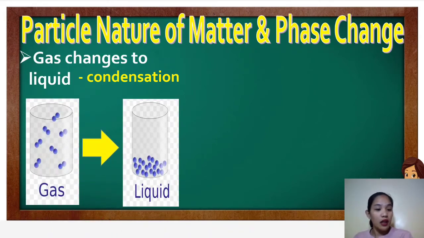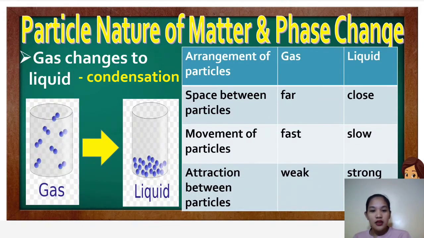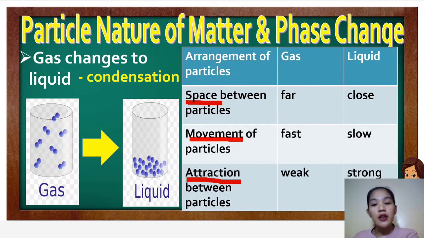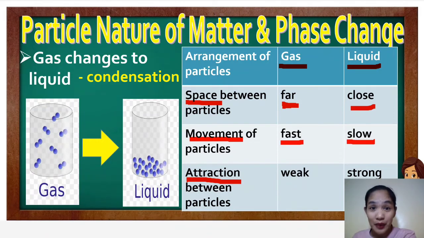From the illustration, gas will change into liquid. Based on the particles, from gas particles, it will become liquid particles. So of course, the nature of particles will change. Let us see again. In terms of space, in terms of movement, in terms of attraction, from gas to liquid: from far, it will be close. In terms of movement, from fast moving particles to slow moving particles. And in terms of attraction, from weak attraction to strong attraction. Yes, strong attraction. Okay, so that's it for condensation.